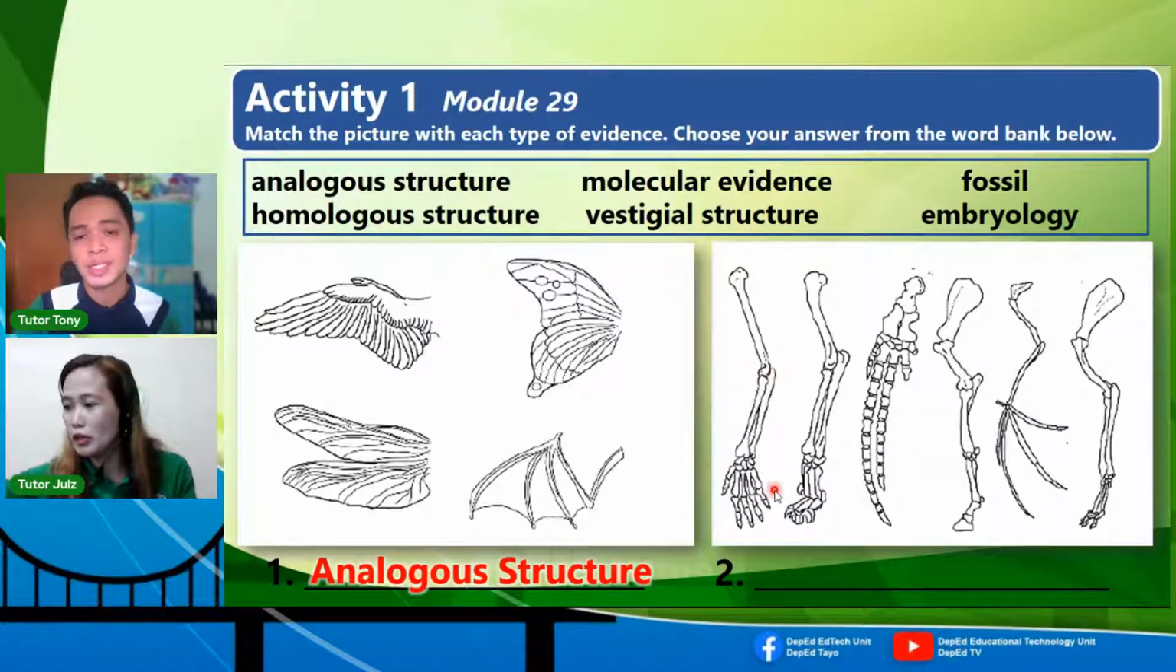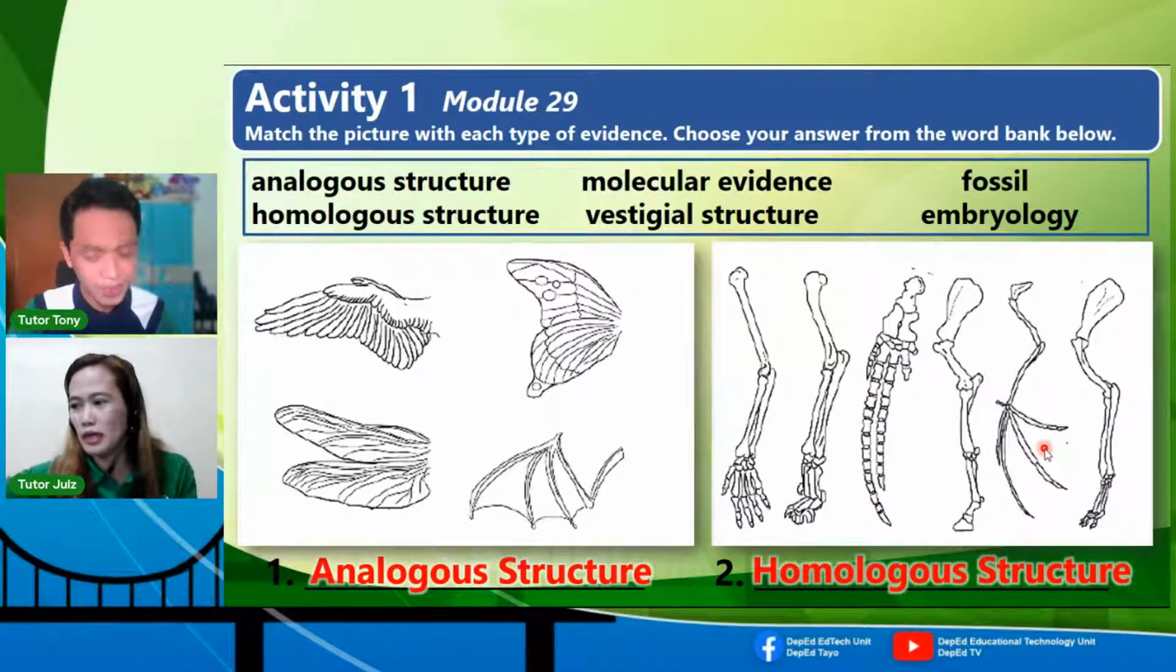Ito naman, yung pinakita kaninang ni Tutor Jules, yung arm natin, legs ng cat, flippers ng whales and dolphins, wings ng bat. Alright, number 2, homologous structure. Okay, Samantha, Padayaw, nasagot na ni teacher. Homologous structure, keep it coming.